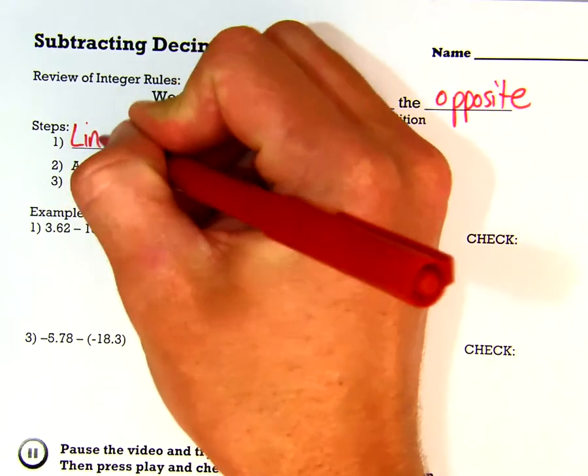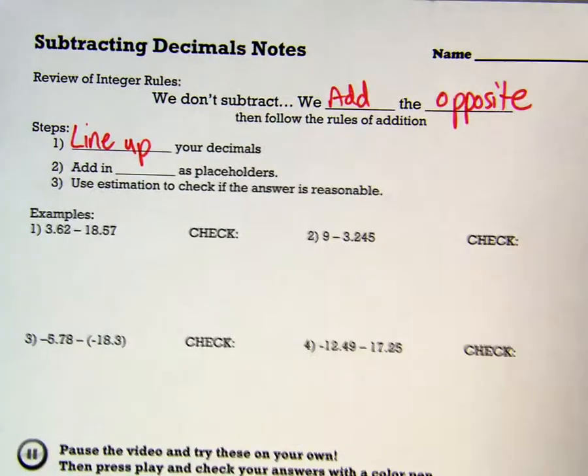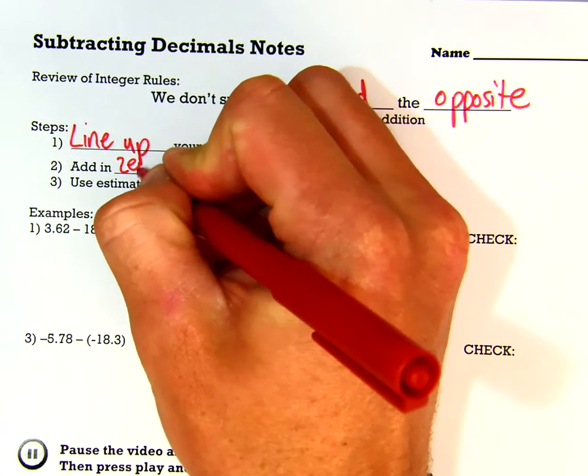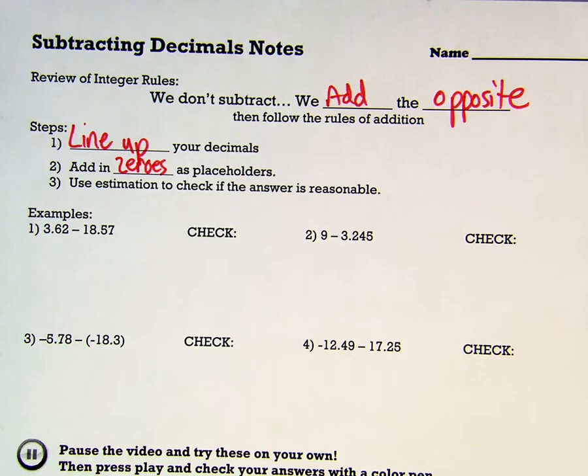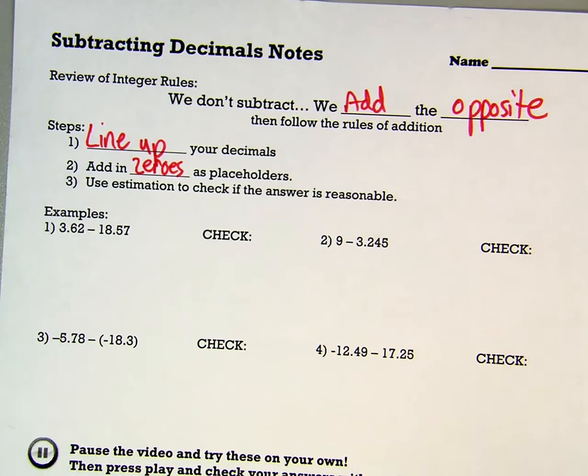So again, steps for completing these. Again, we're going to line up our decimals. We're going to add zeros as placeholders, and then we're going to use some estimation to check and see if our answers are reasonable. Okay.